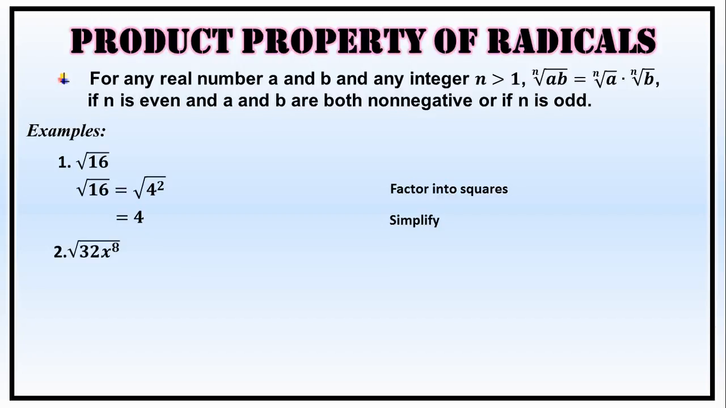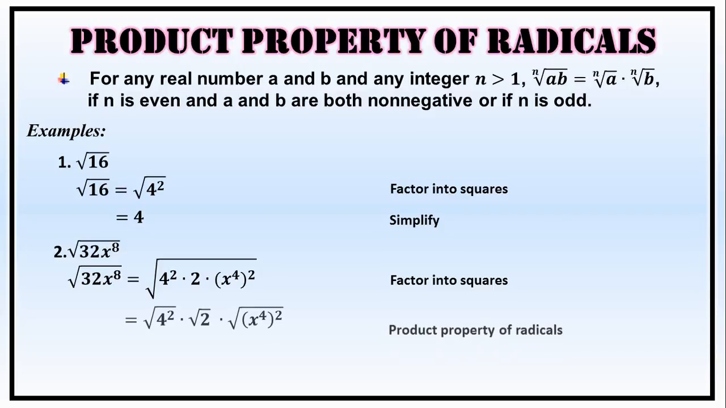Next example is the square root of 32x to the power of 8. The first thing to do is to factor it into squares. Then apply the product property of radicals. Then next is to simplify it. So the square root of 32x to the power of 8 is equal to x to the power of 4 times 4 square root of 2, or 4x to the power of 4 square root of 2.